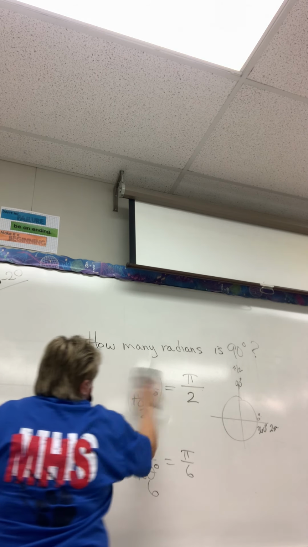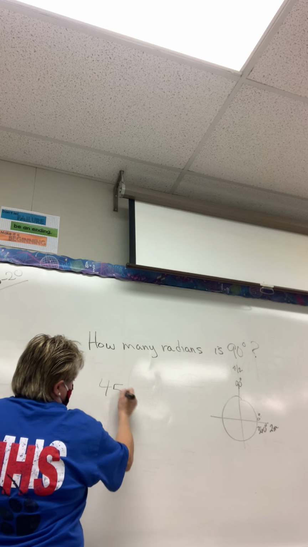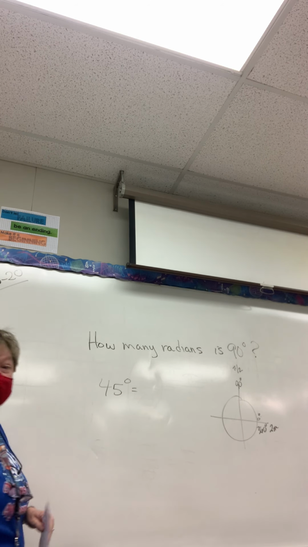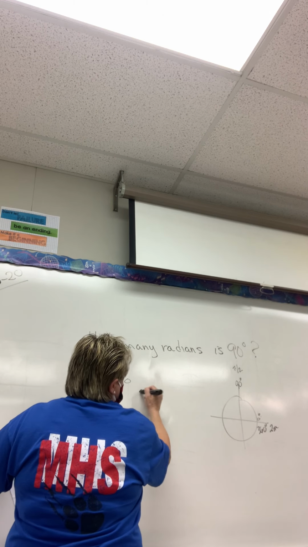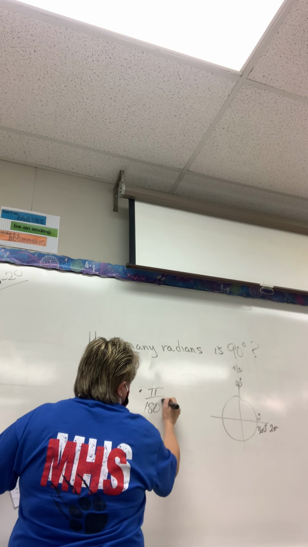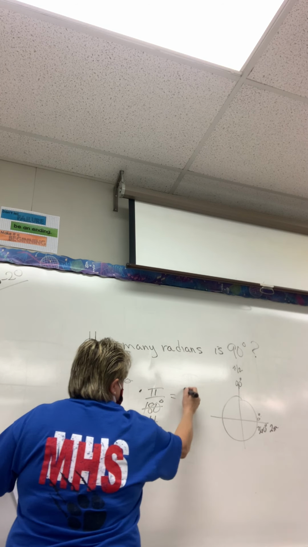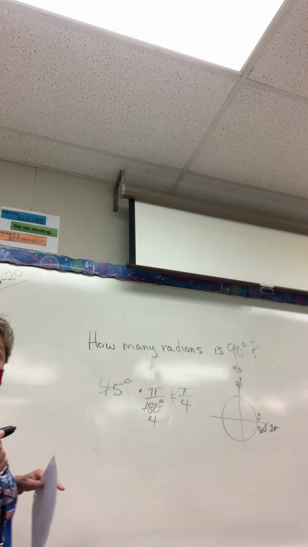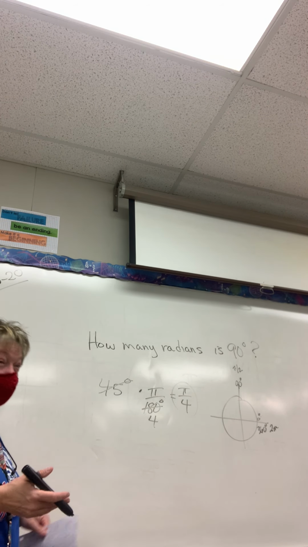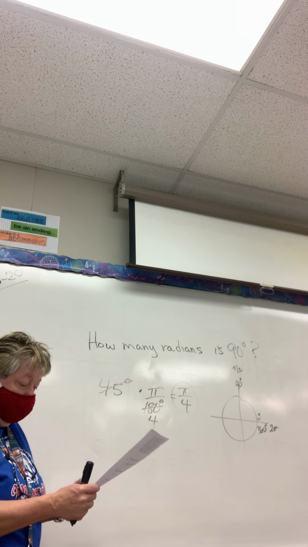Let's say I give you one like 45 degrees, and I say to you again, how many radians? You just take that and multiply by pi over 180, reduce that down, pi over 4 radians. Conversion, okay? I'm just teaching you how to convert. No more understanding than that right this second.